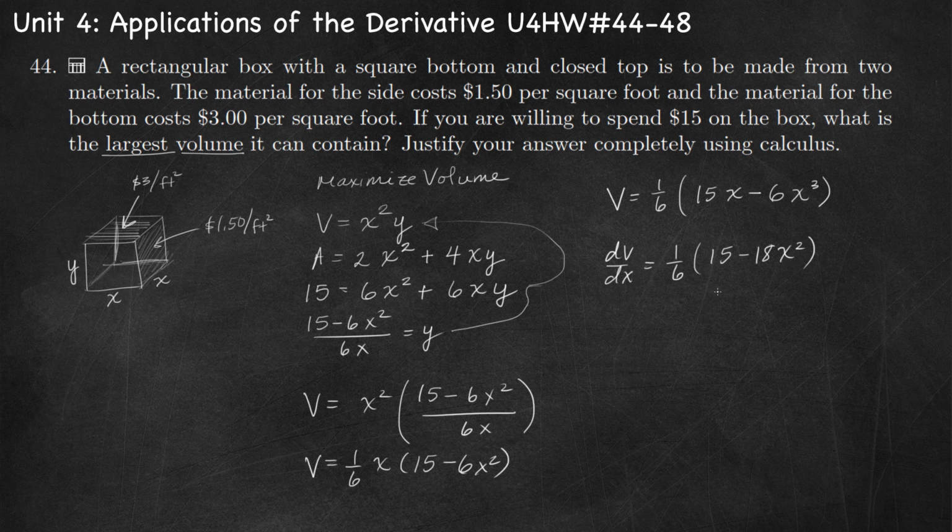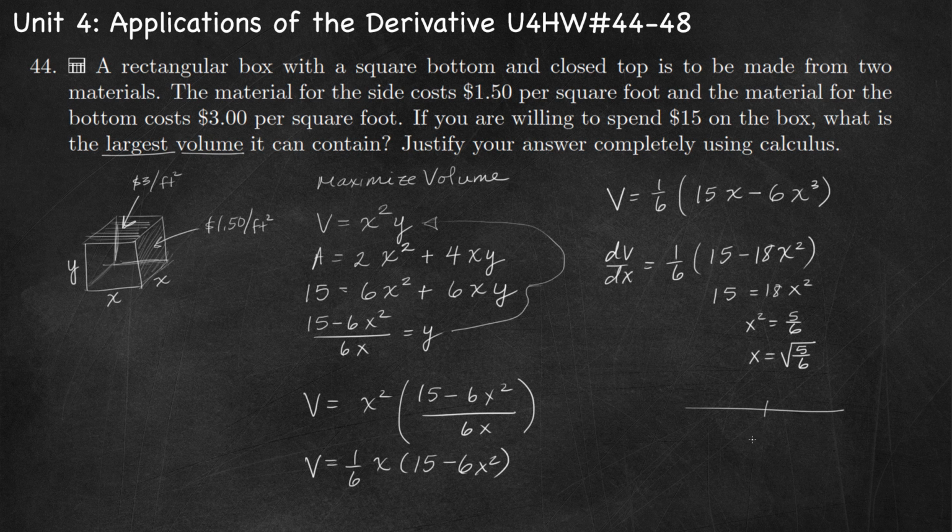This is going to equal 0 when 15 minus 18x squared equals 0, or when 15 equals 18x squared, or when x squared equals 15 over 18, which reduces to 5 over 6. So x equals plus or minus the square root of 5 over 6, but x can't be negative in this problem, so x equals the square root of 5 over 6. Now that's the only critical value we found, so hopefully that is a maximum. We can do either a first derivative test or a second derivative test to check that that is in fact a maximum.